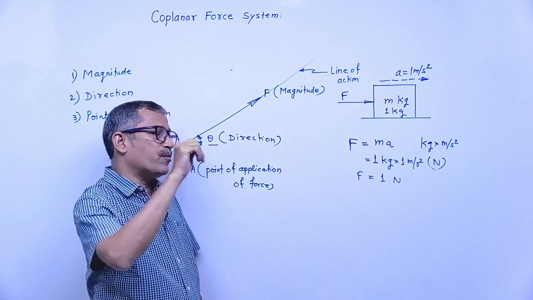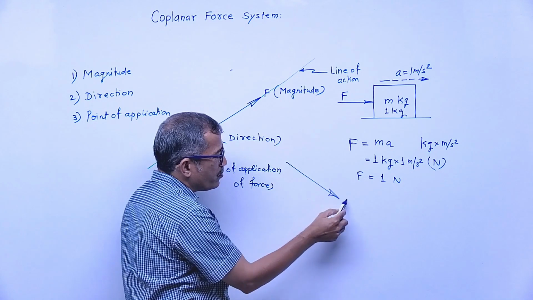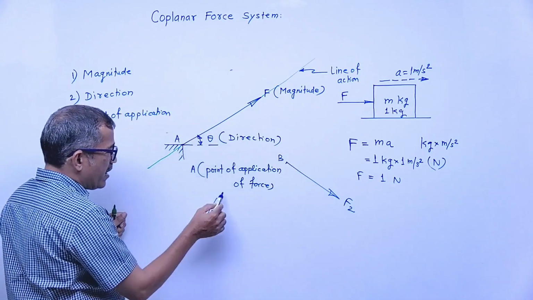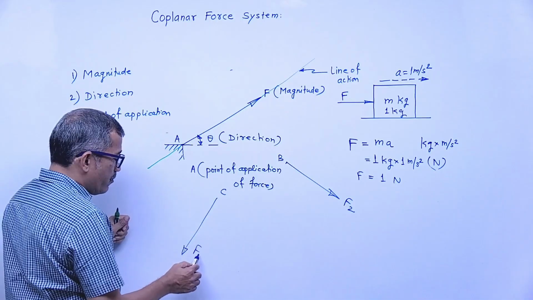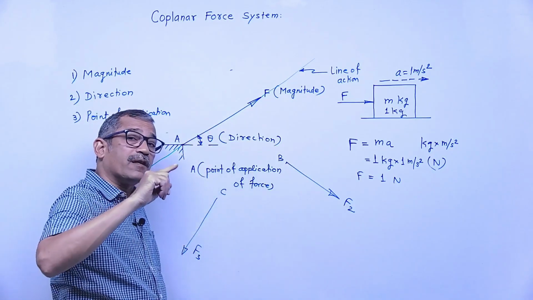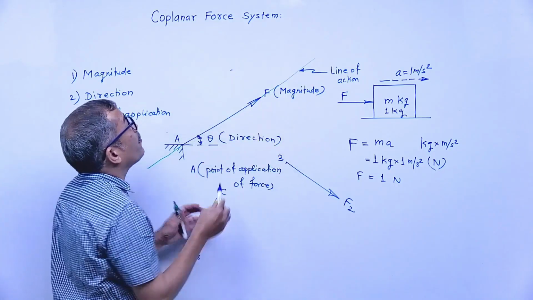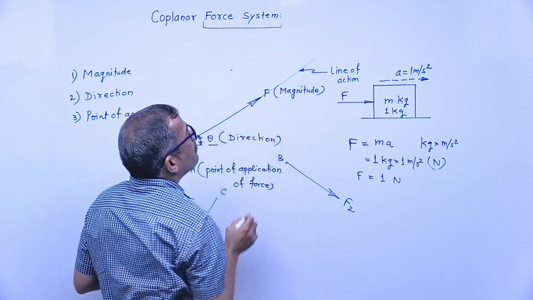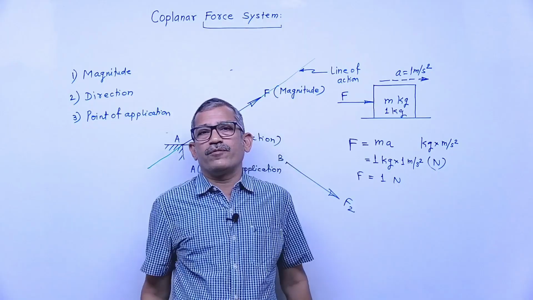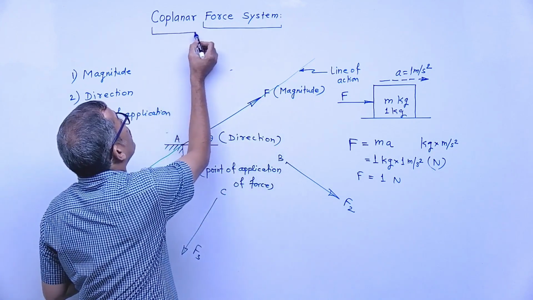You have a single force, right? This is one force. One more force is acting somewhere here, say number 2, F2, inclined at some angle, acting at point B. There is one more force acting at point C, F3. When the number of forces is greater than 1, any number of forces, 2, 3, 4, 5, 6, 7, then it is called a force system. Force means single; more than one force means force system.